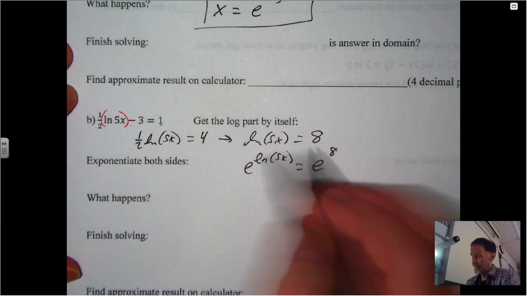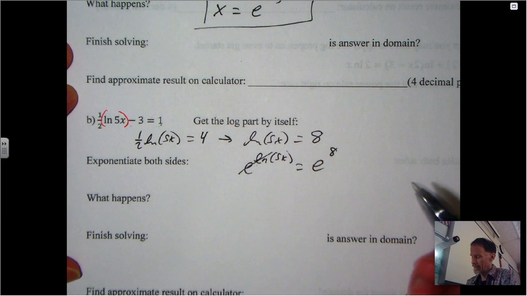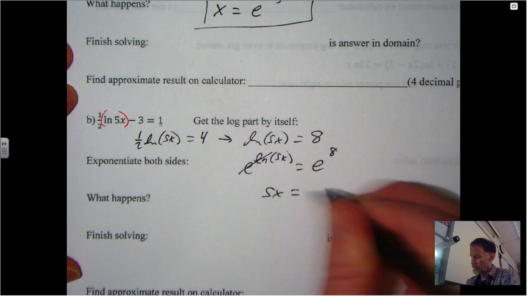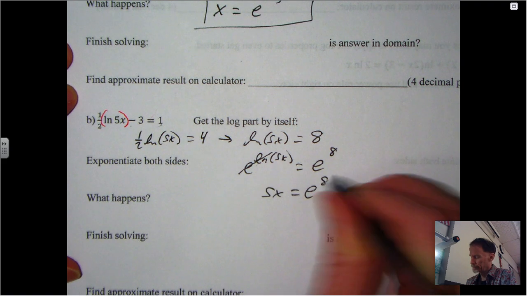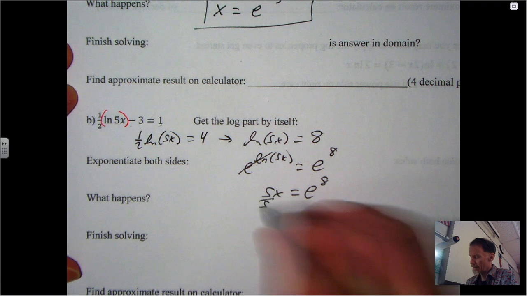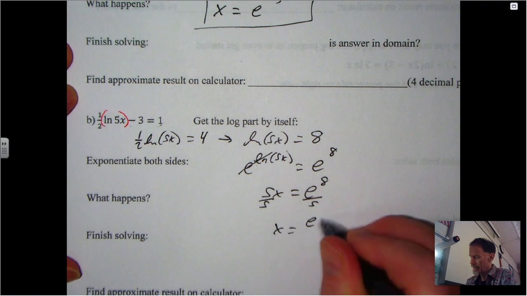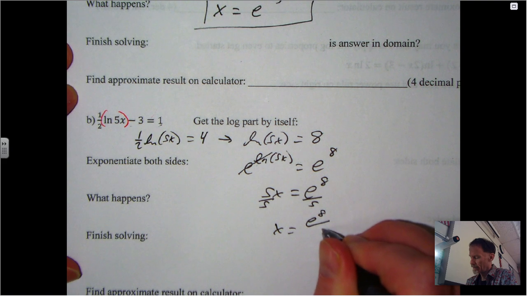And then again, same thing happens every time. The e and the ln basically cancel out, so you're left with 5x equals e to the 8th. In this case, we've got one more step to do. We divide by 5. And so we have x is equal to e to the 8th divided by 5.